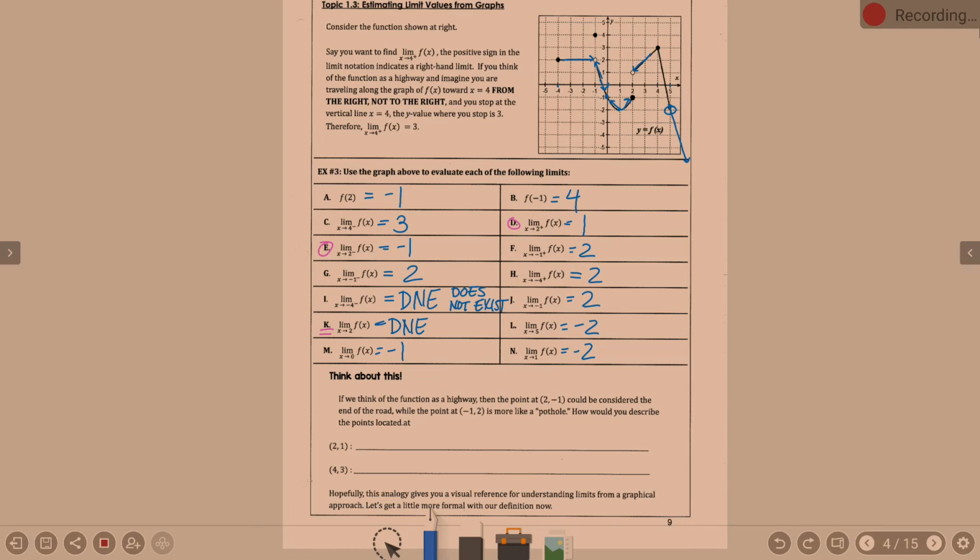If we think of the function as a highway, then the point at (2, -1) could be considered the end of the road, while the point at (-1, 2) is more like a pothole. How would you describe the points located at (2, 1) and (4, 3)? Okay, so (2, -1), end of the road, yes? And (-1, 2), pothole, because the road keeps going, but there's a hole in the road, yes? Okay, what about (2, 1)?